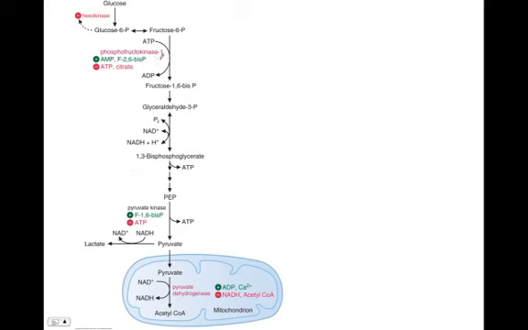Let's look at that again. Here, fructose 6-phosphate can be converted to fructose 2,6-bisphosphate by the enzyme phosphofructokinase. This stimulates the activity here, and the pathway moves in the forward direction. This generates elevated levels of NADH, which can be oxidized in the electron transport chain.